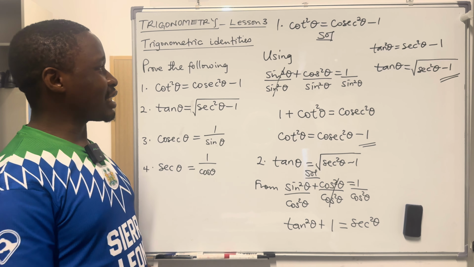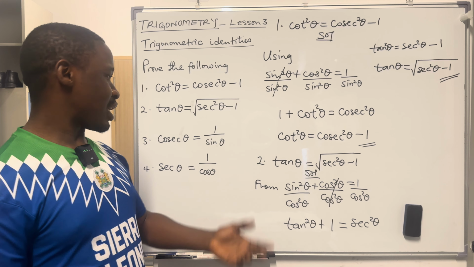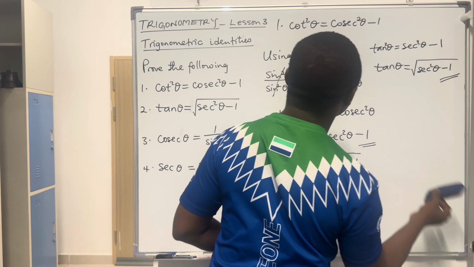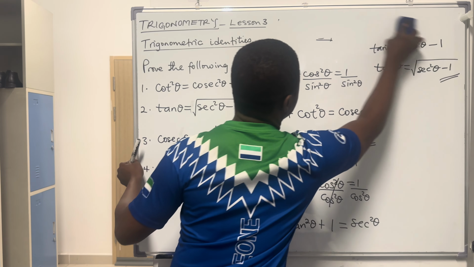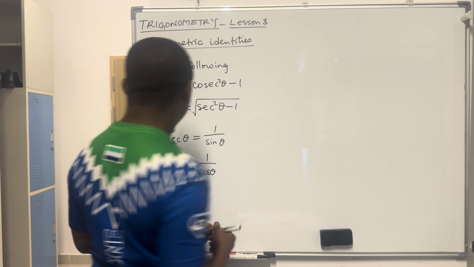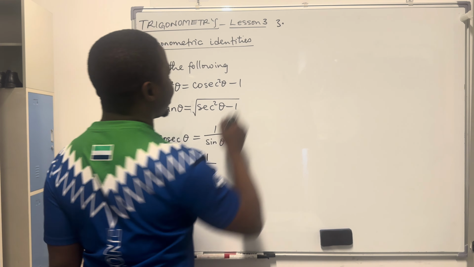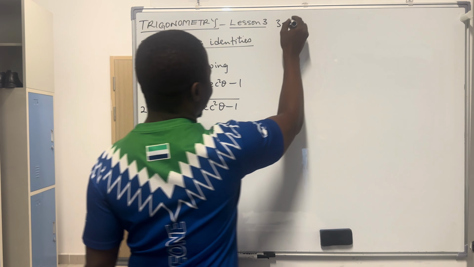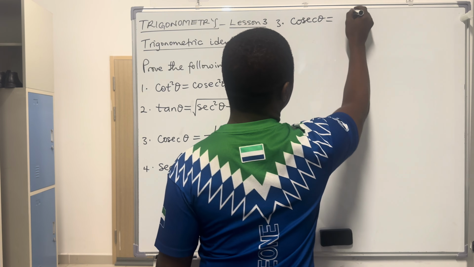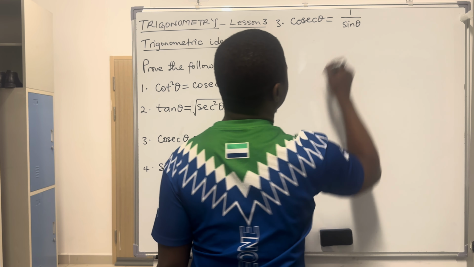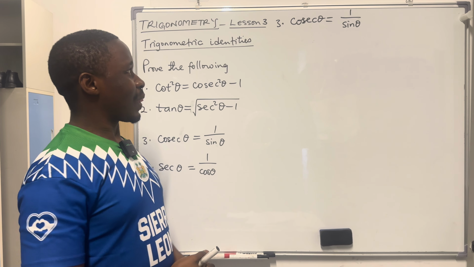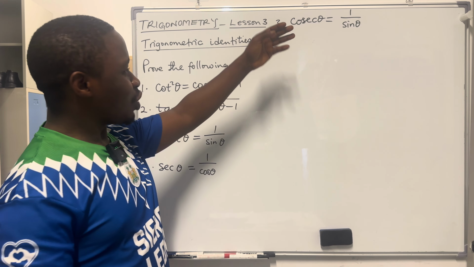If you are interested in copying the note, you can pause the video and copy, because we want to move on and prove the remaining two. Okay, so we have 3 here. We want to show that cosec theta is equal to 1 over sine theta. In fact, these are the inverse trigonometric ratios we discussed in the first lesson. Okay. So we want to prove this one.